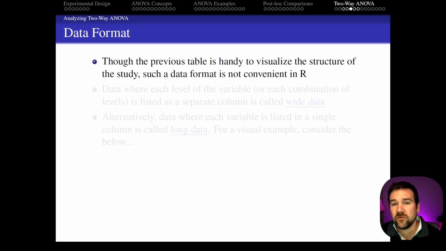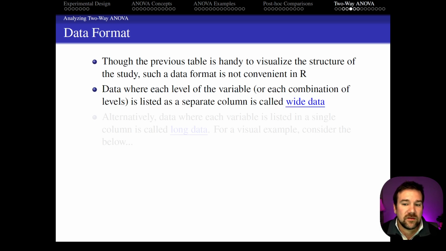In R, the data format has to be structured as a long format, and the data format of the table I showed you previously is not convenient. When we list each level of the variable, or a combination of levels, as a separate column, so males is column 1, females is column 2, or white males is column 1, white females is column 2, black males is column 1, black females is column 2, the data are called wide data. That is, as I continue to add more factor levels, the data get wider and wider and wider.